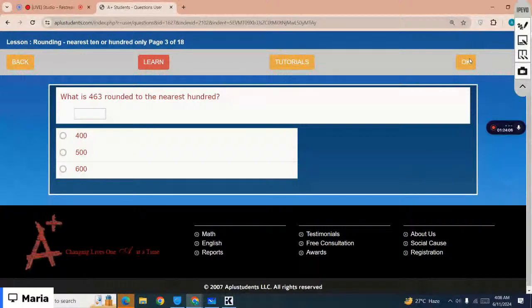What is 463 rounded to the nearest 100? Which is the correct option?